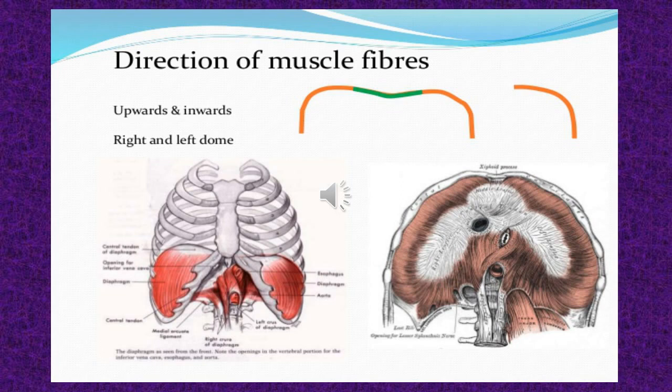The downward concavity of the dome is occupied by the liver on the right side and by the fundus of the stomach on the left side. The medial fibers of the right crus run upward and to the left. It encircles the esophagus. In general, all fibers converge toward the central tendon for insertion.